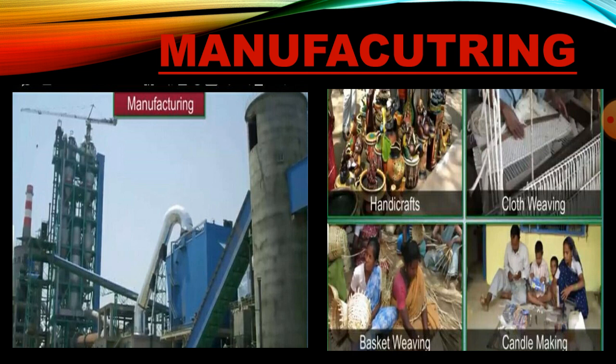Now next is the manufacturing. When we are talking about manufacturing, what comes to our mind? In the picture it shows the big refineries, the big industries, the big buildings and all that. But as we are talking about manufacturing in village Palampur, on the right hand side I had shown you what type of manufacturing is being done in village Palampur, like the small activities done by the home laborers or family members, that is handicraft, cloth weaving, basket weaving or candle making. Such small manufacturing things are being done to earn money.